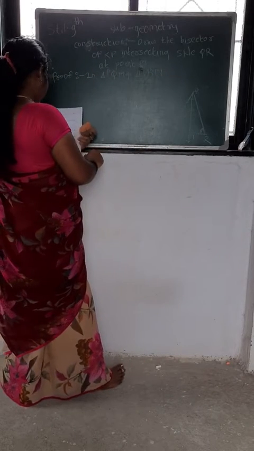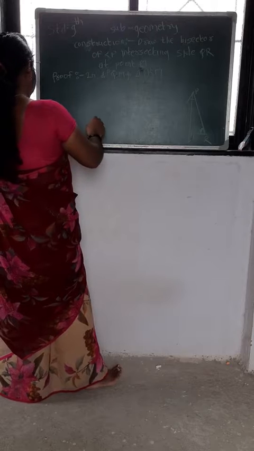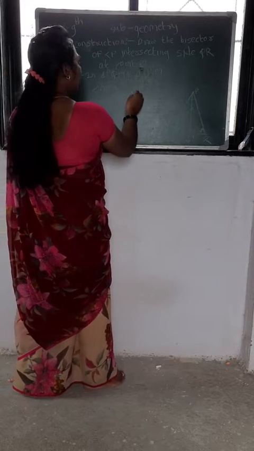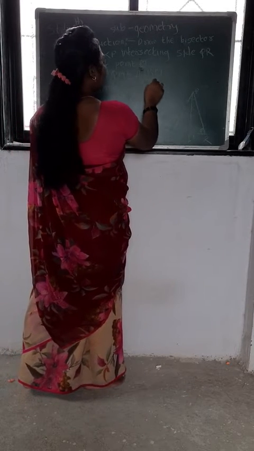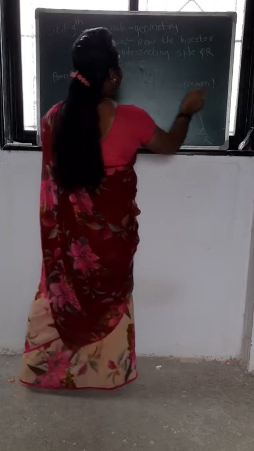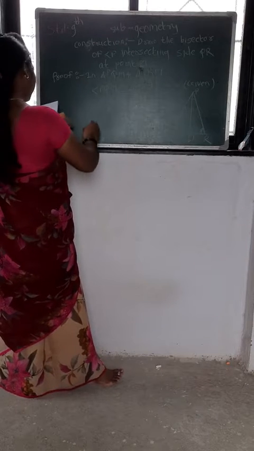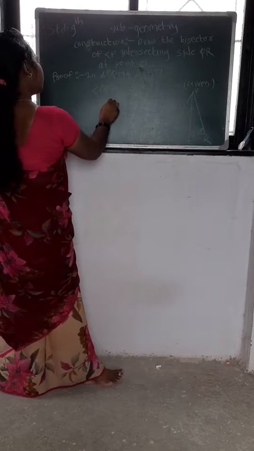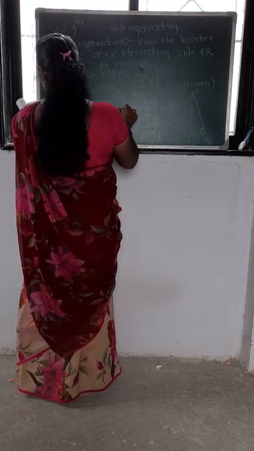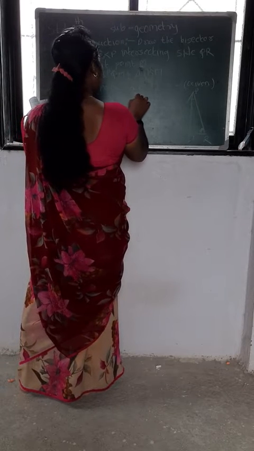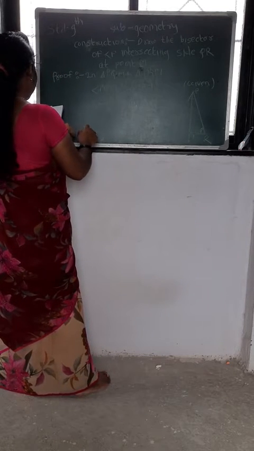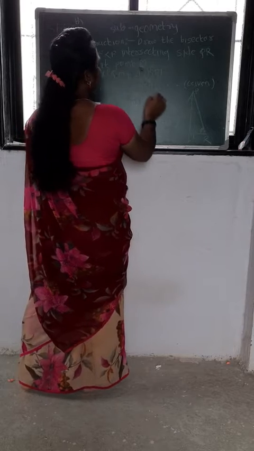In triangle PQM and triangle PRM, angle PQM is congruent to angle PRM. This is given in the statement. Next, angle QPM is congruent to angle RPM. This is given in the construction.